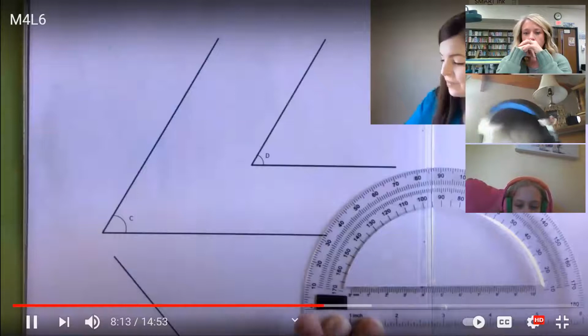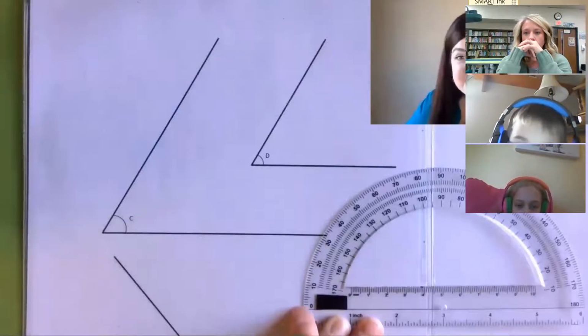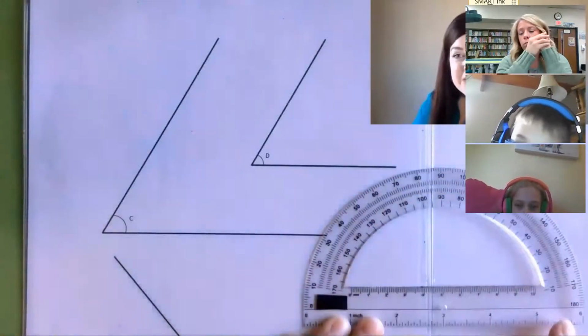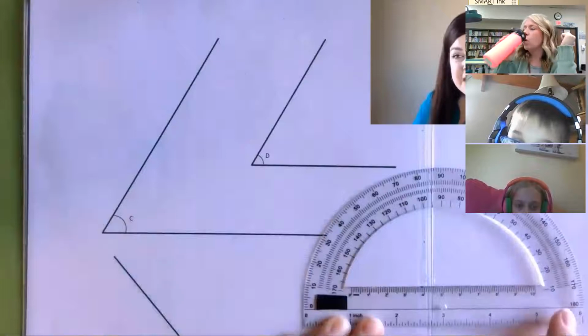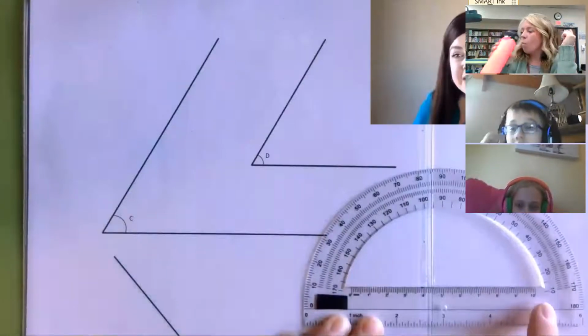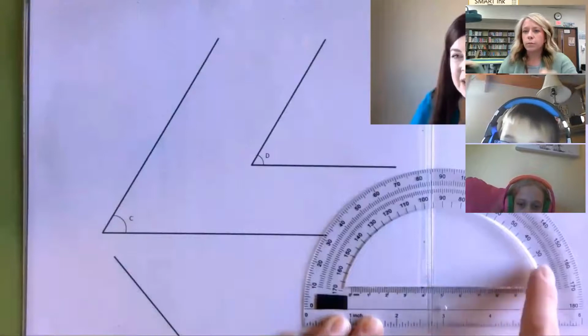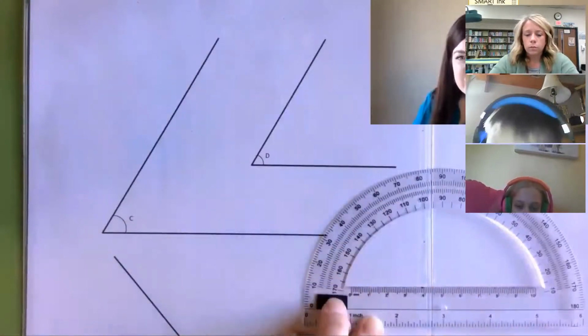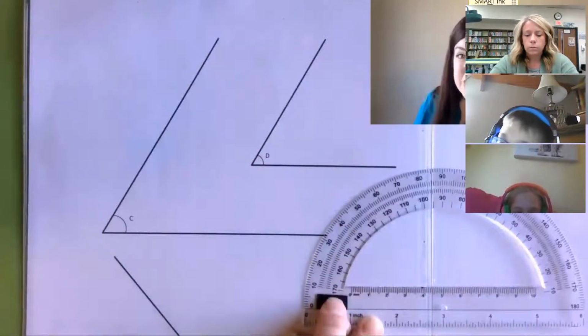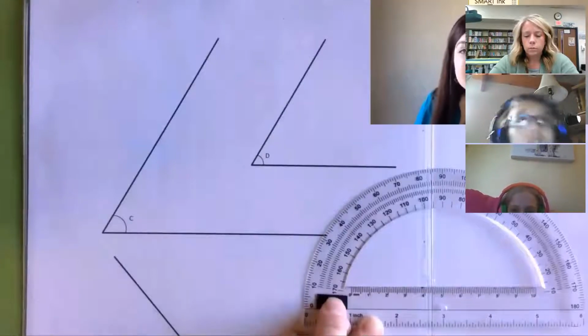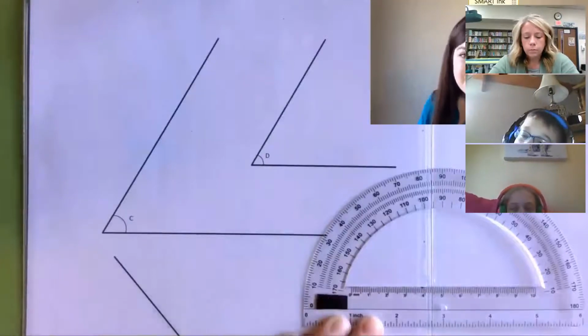Did you notice that for the outside numbers, they start at 0 on this side and go around to 180 degrees over here? And for the numbers on the inside, they start at 0 over here, even though the 0 isn't labeled, and go around to 180 degrees over here. We determine which number to read based on the side of the angle that touches 0.